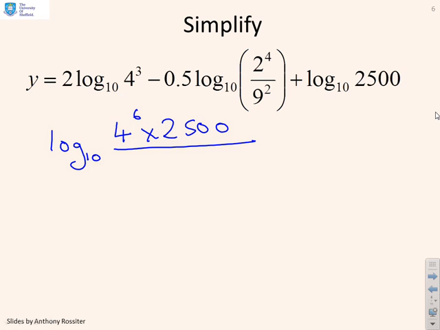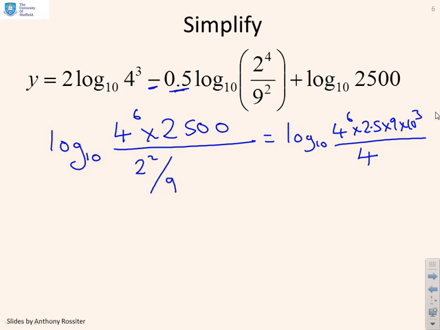And now I've got a minus sign, so I'm going in the denominator, but also I've got a 0.5, which if I put the 0.5 in, it halves all the powers. So what I'm going to get is 2 squared over 9. And so what this gives me is log 10 of 4 to the 6 times 2.5 times 9 times 10 to the 3, all divided by 4. Now that's relatively straightforward to simplify.